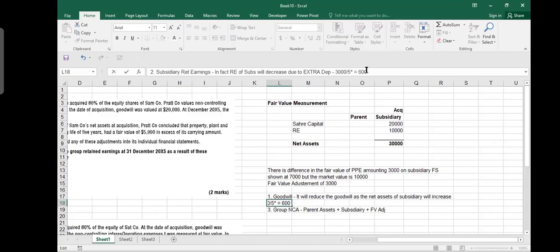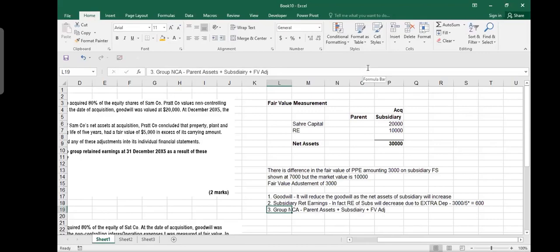I'm using the word post-acquisition period. And the post-acquisition period may be 1 year, maybe less than 1 year, maybe more than 1 year, you need to make an adjustment for that. And then let's suppose it is only for 1 year. So we will decrease the profit by 600. And then in the group non-current assets, you would be saying parent non-current assets plus subsidiary non-current assets plus this 3,000 and minus this 600.